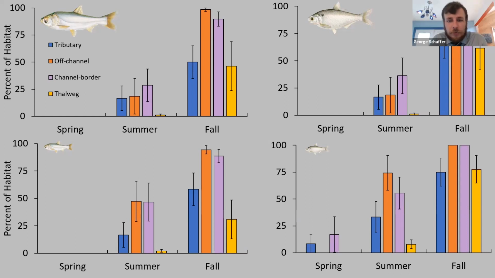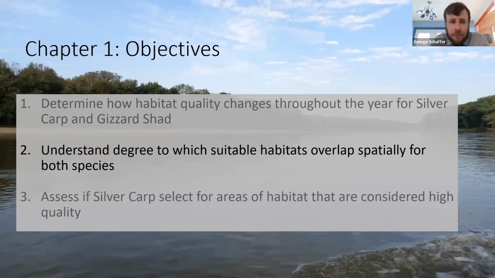So in the springtime, the best habitats for gizzard shad were tributary and channel border habitats. So if the survival or management of subadult gizzard shad is an important objective within a research project, maybe looking into these habitat types and making sure that subadult gizzard shad have access to these habitat types might be beneficial. So then moving to our second objective, to understand the degree to which suitable habitats overlap spatially for both species.